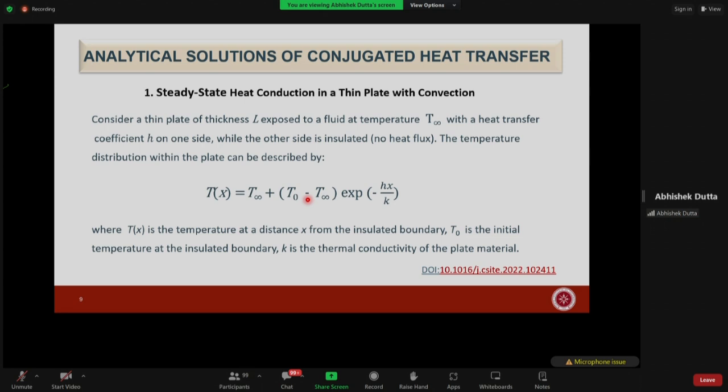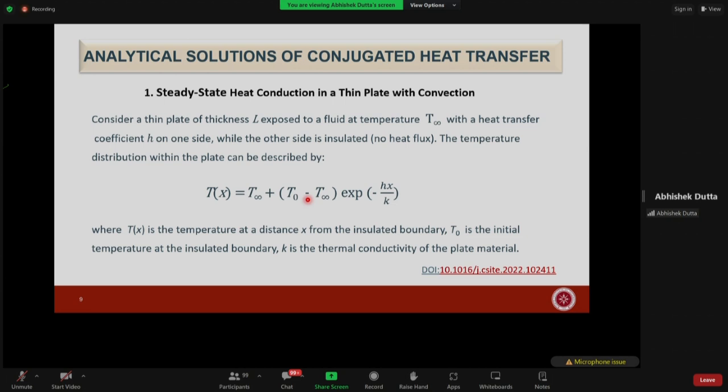Okay, so this is a good analytical solution that I can share with you. This analytical solution is quite useful. We use this kind of analytical solution for designing certain engineering problems.